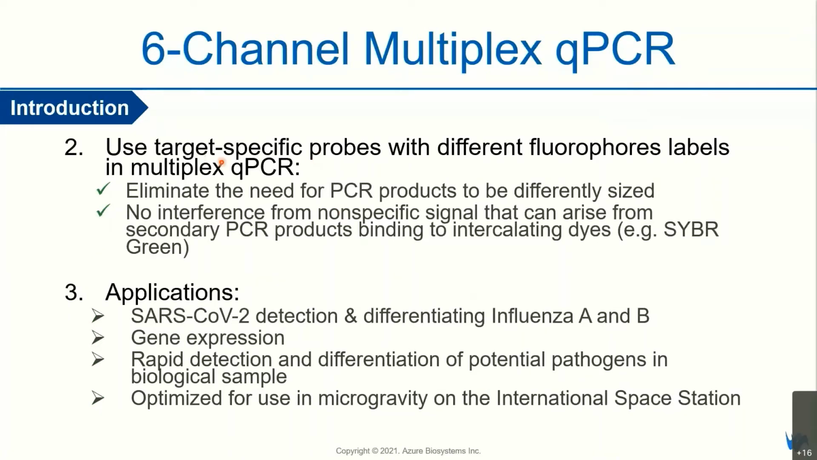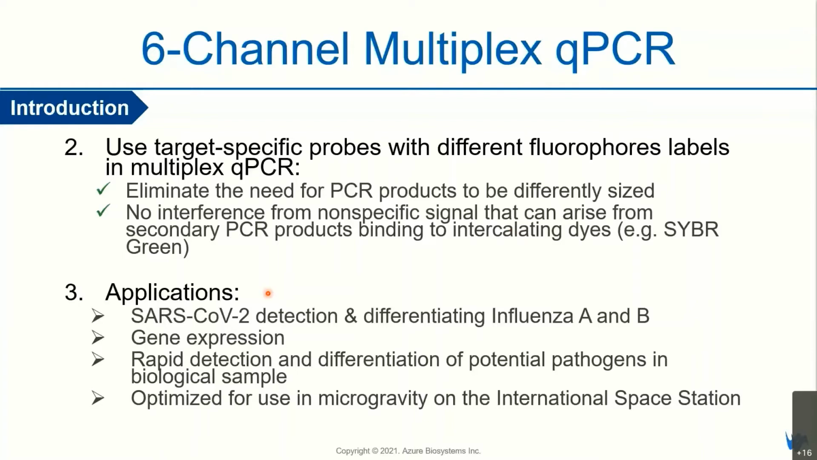It uses target-specific probes with different fluorophore labels. First, you do not need the qPCR products to have different sizes, so it eliminates the need for products to be differently sized. And there's also no interference from non-specific signals that can arise from secondary PCR products binding to an intercalating dye, such as SYBR Green. So you don't need additional considerations in terms of primer design, and you do not worry about signal interference.